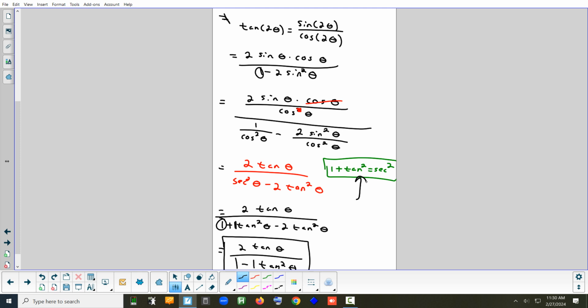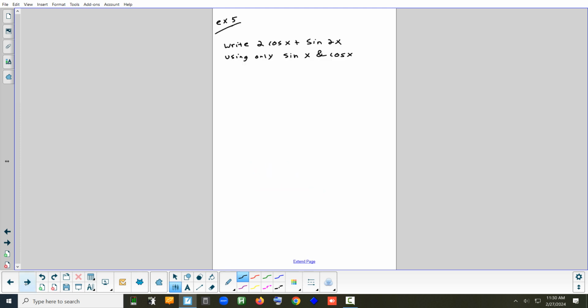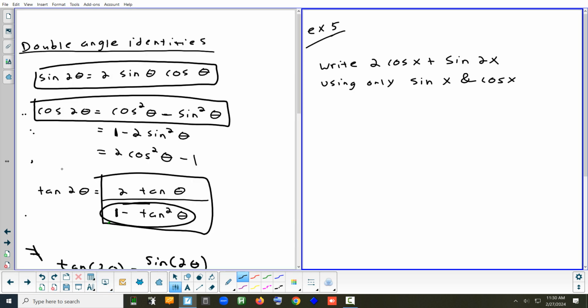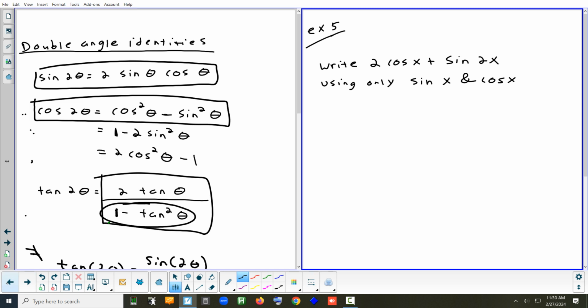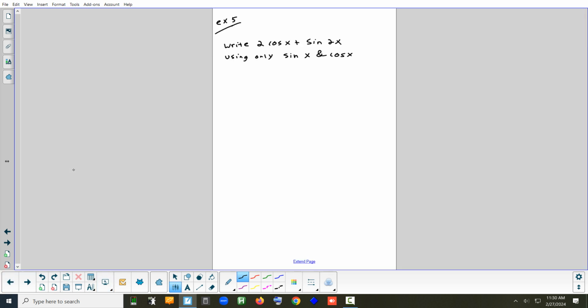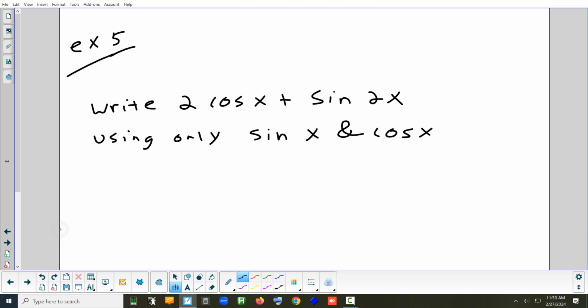All right, so let's try a couple of these. This one's pretty similar to the homework. It says to rewrite 2 cosine x plus sine 2x using only sines and cosines. So the idea is I don't want any 2's inside the argument. Out of those 2 terms, which one of them is okay the way it is?